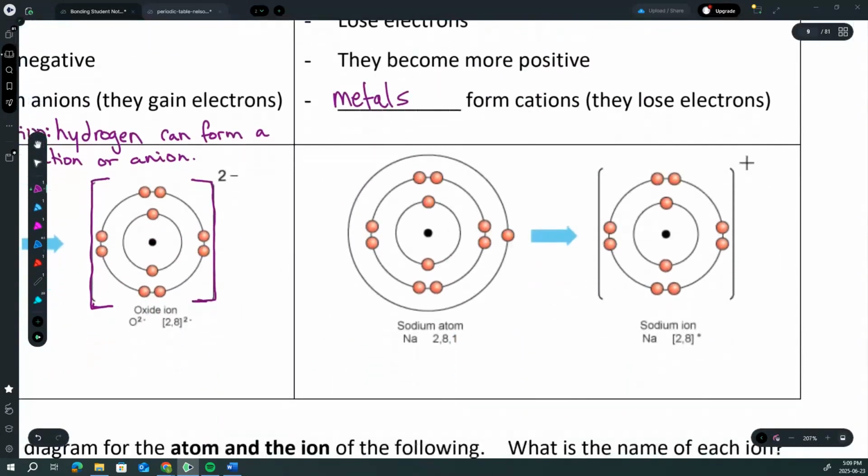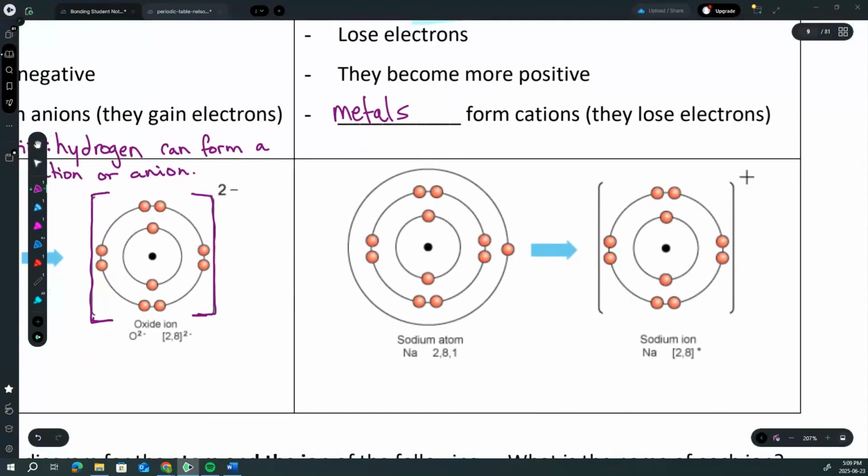Okay. So, for example, here we have sodium that has 1 valence electron. In order to become stable, it's going to lose that 1 valence electron so that it has a full outer shell. Okay, and that full outer shell has 8 electrons.